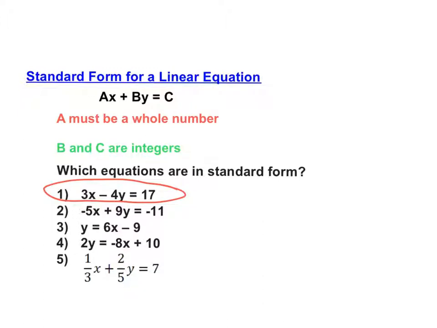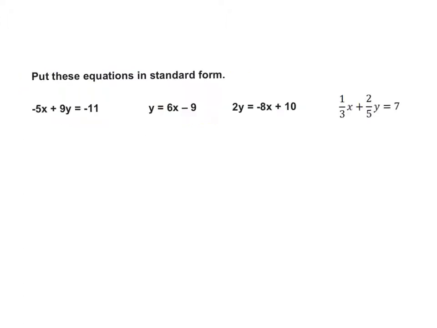Okay? Let's think about that. Did anybody say 1 was the only one? Ooh, 4 of you. Very good. So, A must be what? Positive. So that immediately throws out 2. X isn't even on the left side for 3. X is supposed to be over here. Well, yeah, but right now it's not in standard form. What's the problem in 5? Fractions. Alright, so here are the 4 that were not in standard form.